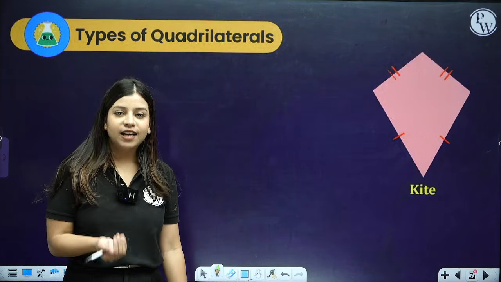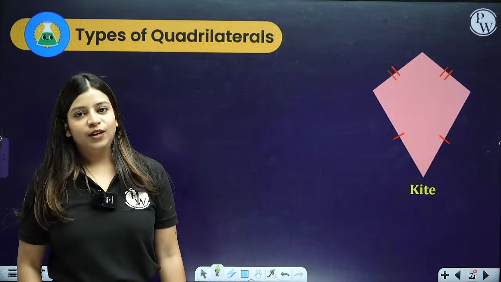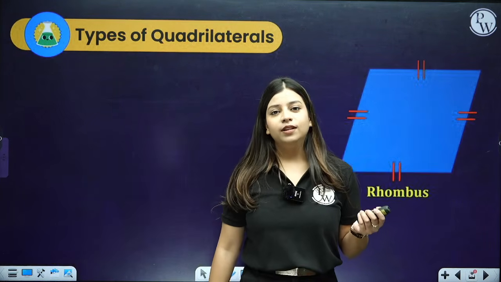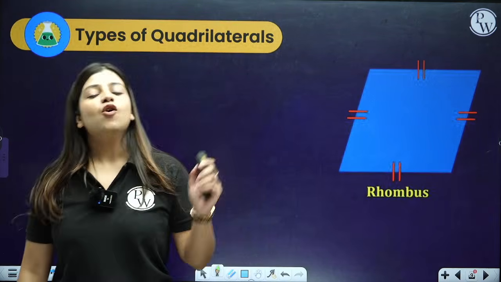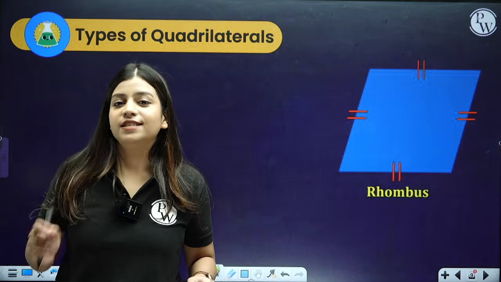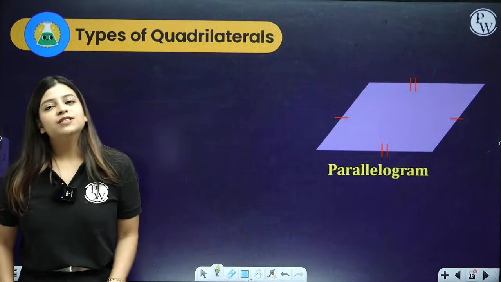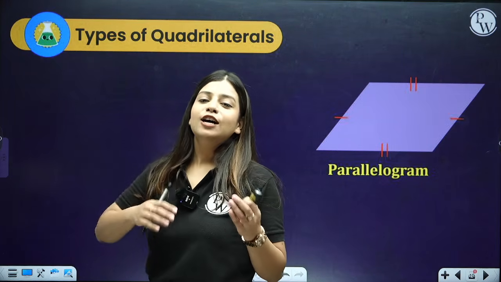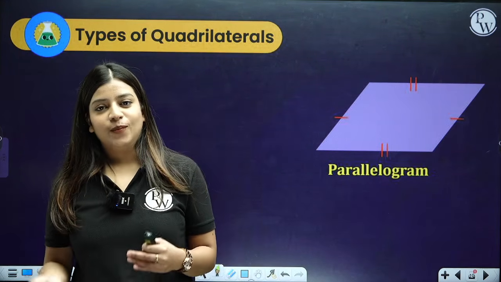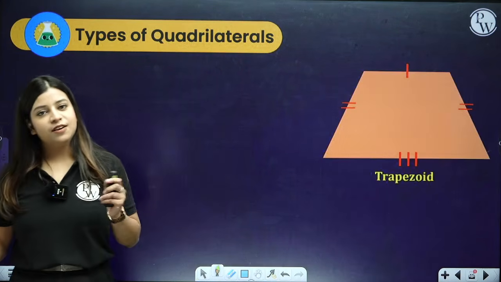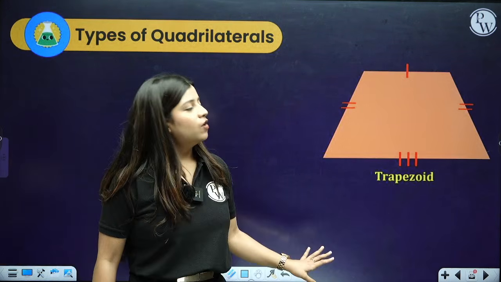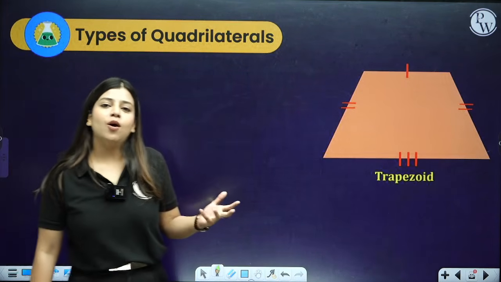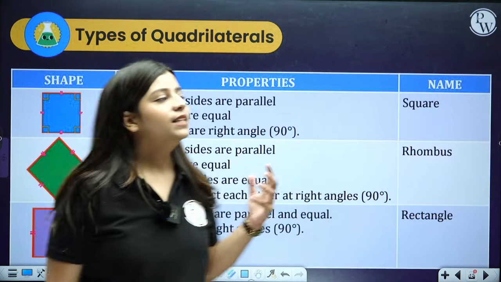The next we have is a kite. In a kite, the adjacent sides are equal to each other. The next we have is a diamond. A diamond has all 4 sides equal. The next we have is a rhombus. A rhombus also has 4 sides equal and its diagonals bisect at 90 degrees. The next we have is a parallelogram. The opposite sides are equal, adjacent angles are supplementary, opposite angles are equal, and opposite sides are parallel and equal to each other. So these are certain properties and all these properties are written down. What is a trapezoid? A trapezoid again has 4 sides, out of which 2 are parallel and 2 are non-parallel sides. Now these are the properties. Let's start reading about it.